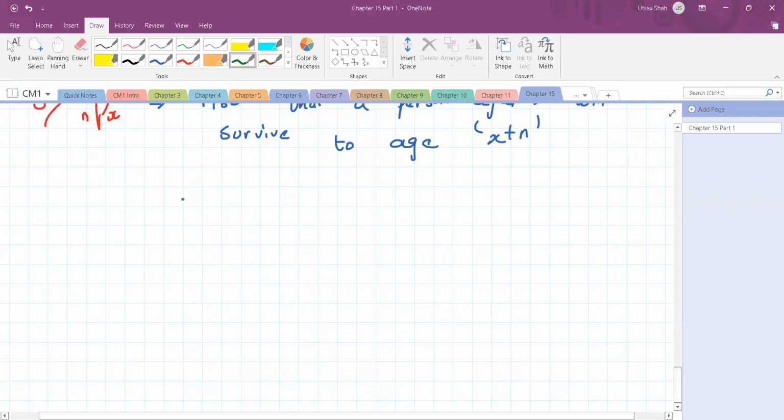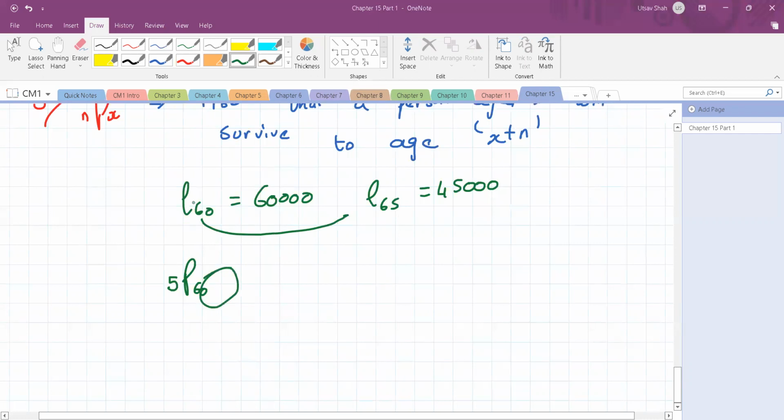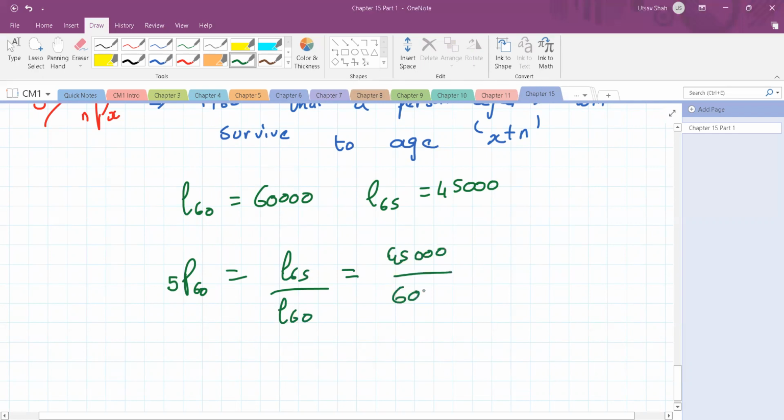Okay. So again, example, I took L60, let's say again 60,000. But now instead of L61, I'll take L65 as 45,000. Okay? So now, what will be 5P60? That is the probability of surviving 5 years at the age of 60. For people aged 60, what is the probability of surviving 5 years? It will be simply L65 upon L60, which is 45,000 upon 60,000, which is 75%, 0.75.